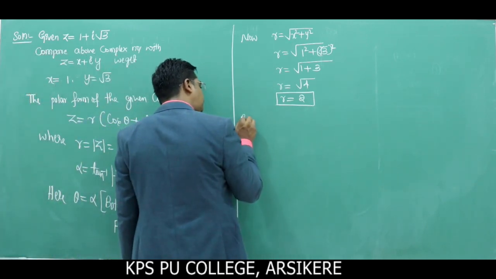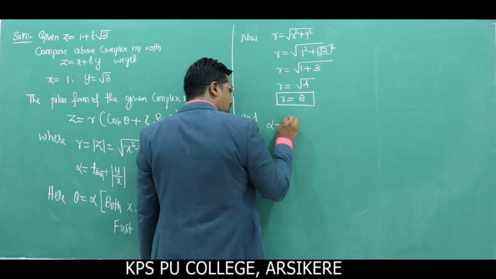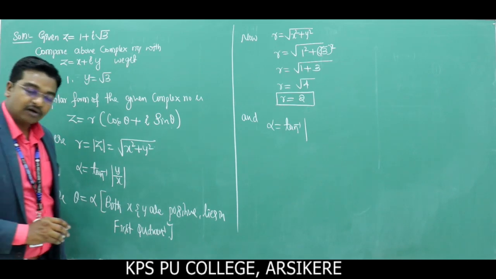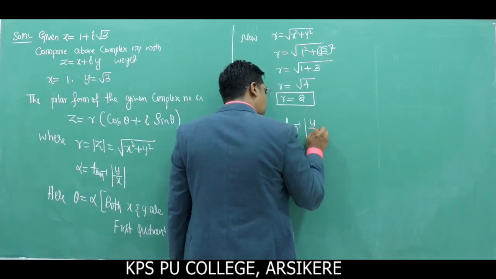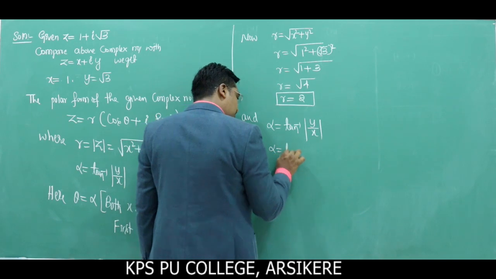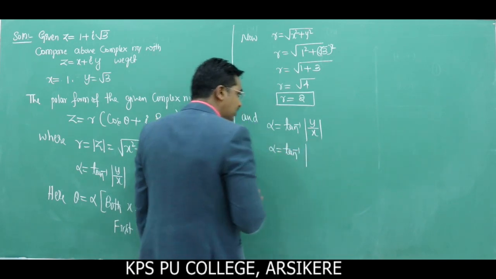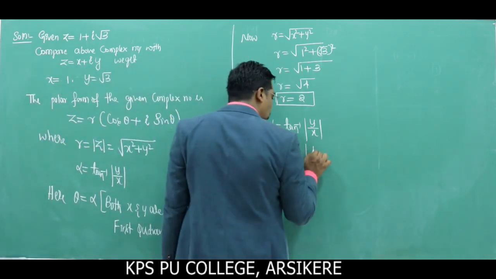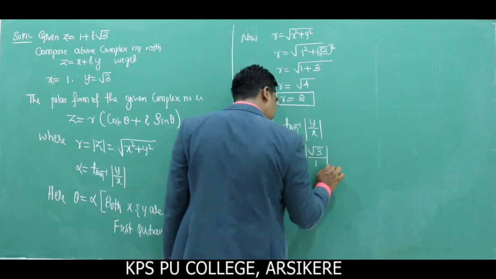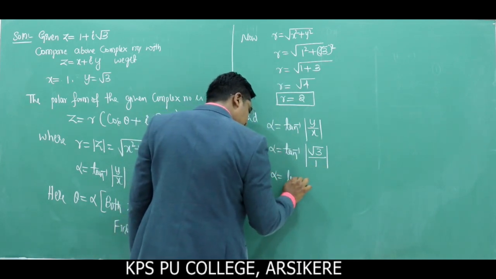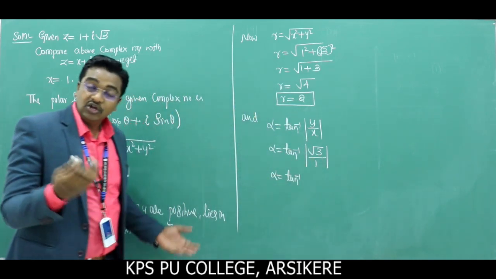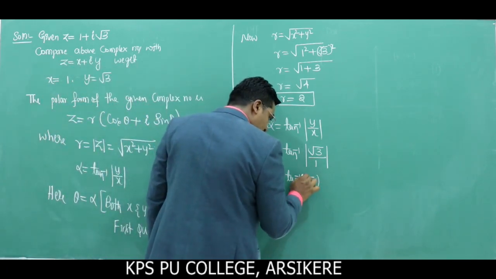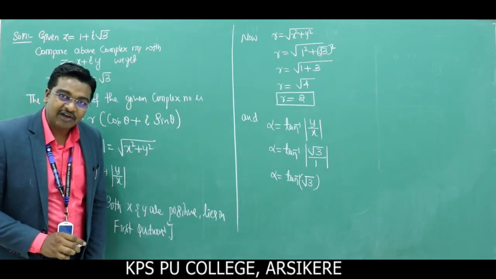Then alpha is equal to tan inverse of modulus of y divided by x. Y is root 3 and x is 1. So root 3 divided by 1. Alpha is equal to tan inverse of, both are positive here. Root 3 divided by 1 is nothing but root 3. Now tell me, the value of tan inverse of root 3.